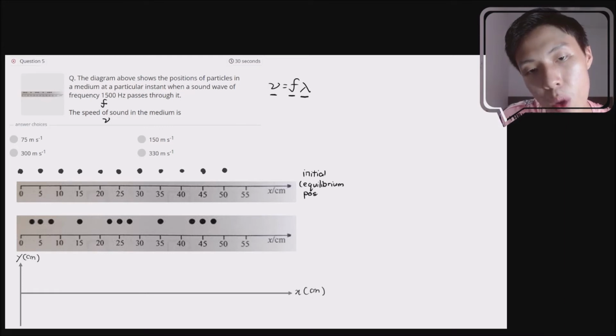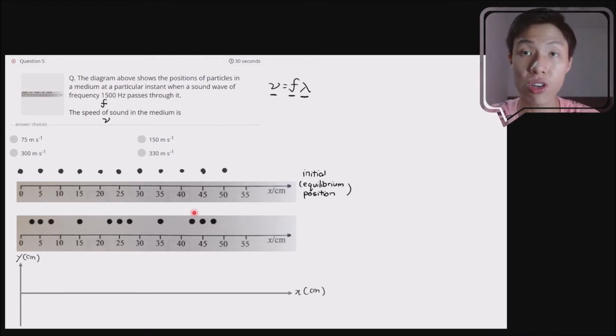Okay, when a sound wave passes through, the particles start to vibrate, right? So this diagram here represents the position of the particles at a particular moment. What I'm going to do now is investigate whether the particles move to the left, move to the right, or remain at their position.